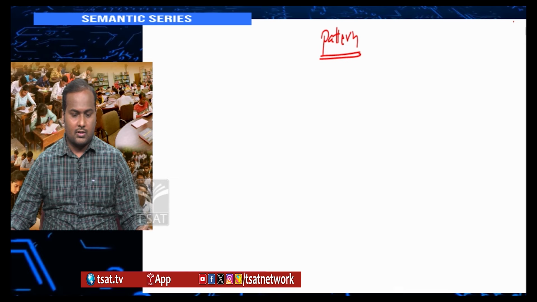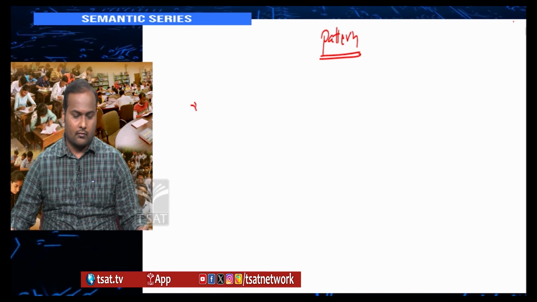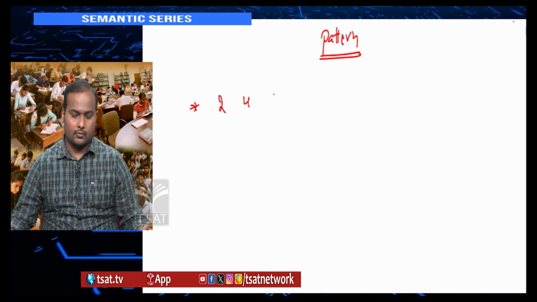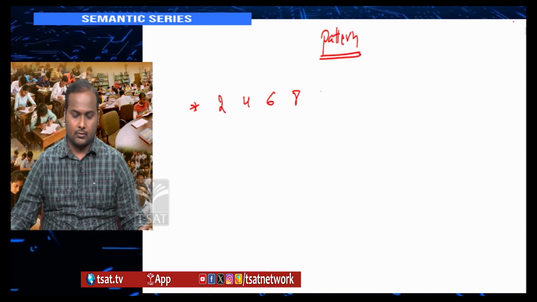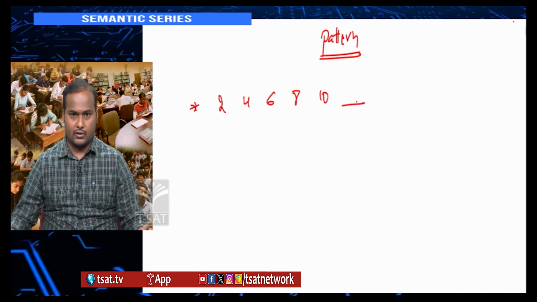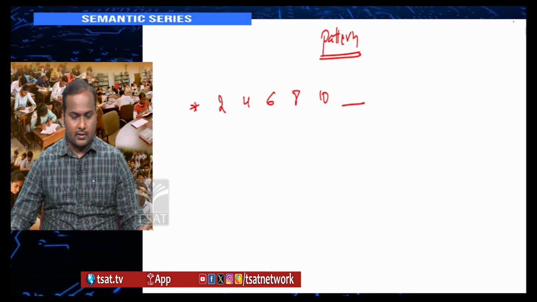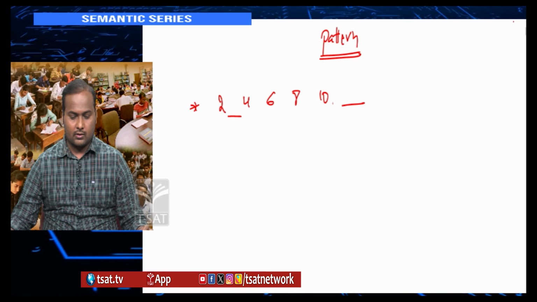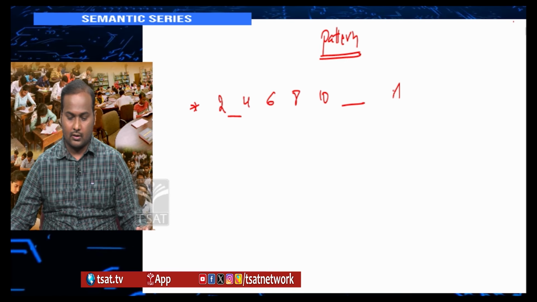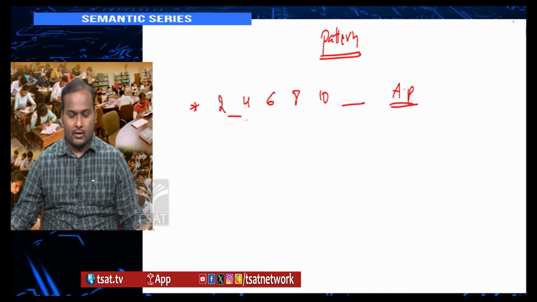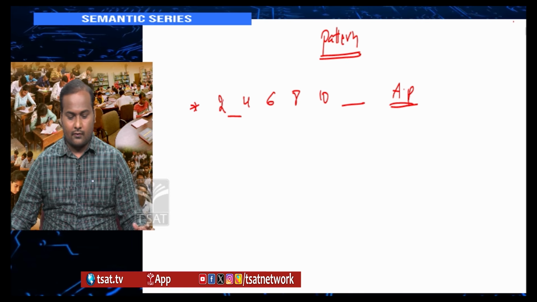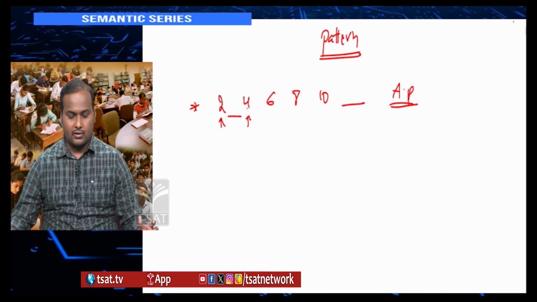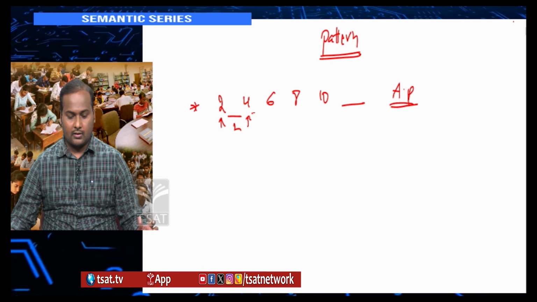Whenever we get a number series, for example 2, 4, 6, 8, 10, and it asks what is the next one, if you see the difference between these numbers, it is in arithmetic progression. We can easily observe this, because the difference between the first number and the next number is not much. It differs by only 2.